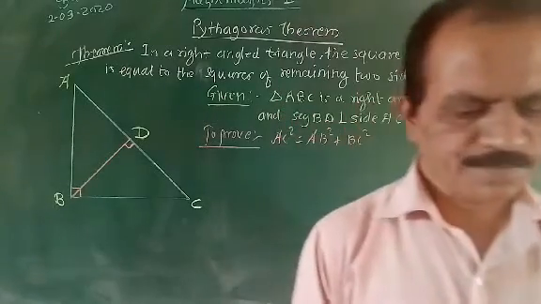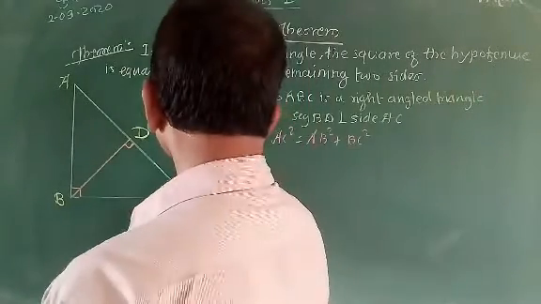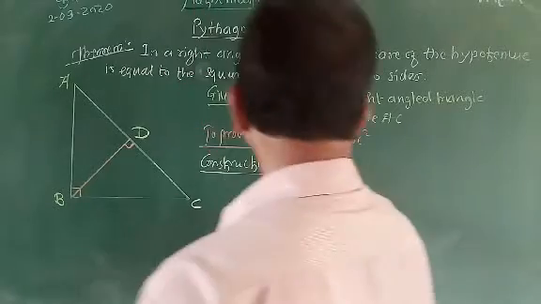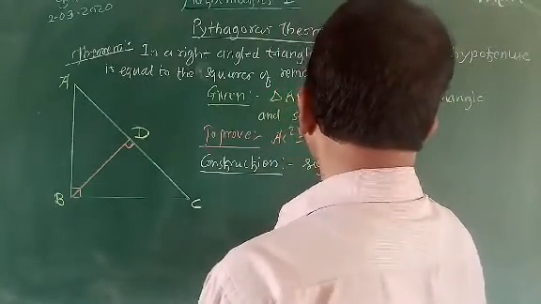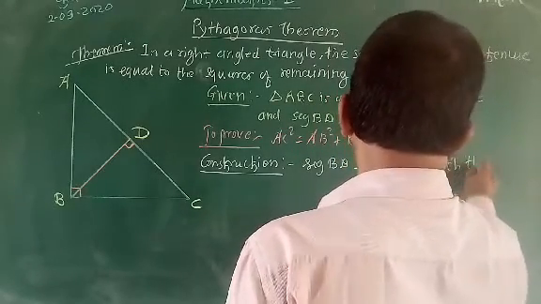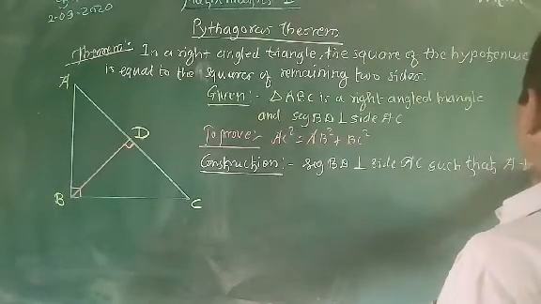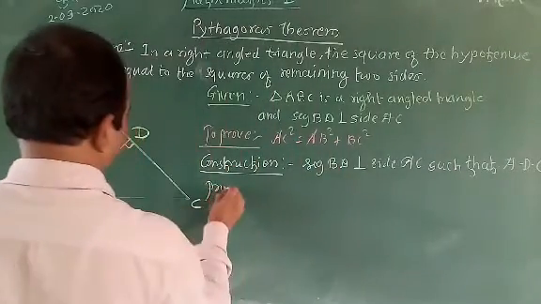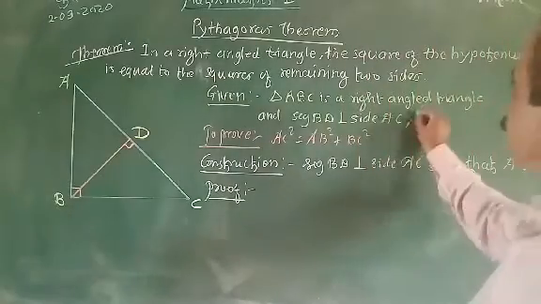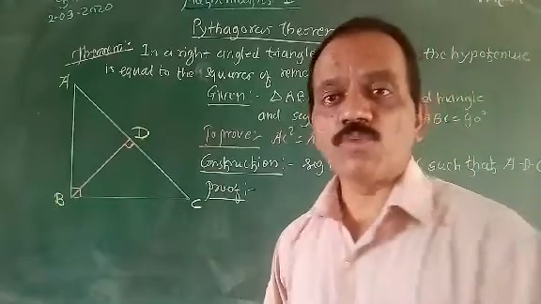Now the construction. Segment BD is drawn perpendicular to side AC such that A-D-C. Then the proof. Here we write another thing: angle ABC is equal to 90 degrees. Then what is the proof?